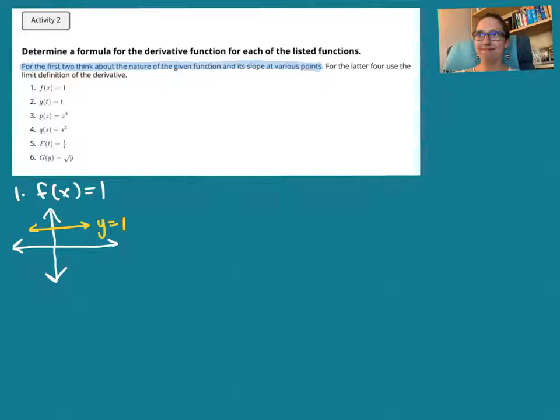The slope of this line is 0. No slope at all. So, f prime of x must be 0. Now you can also verify this with the limit definition, but if we can think graphically, so much the better. All right, number 2, g of t equals t.